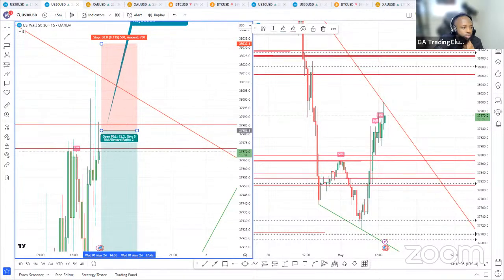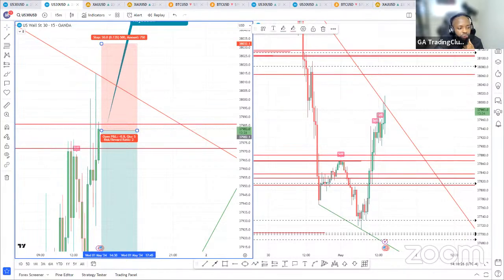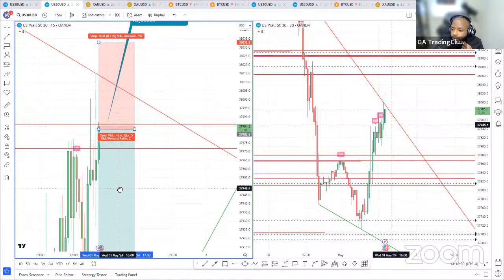Okay, so I'm in that entry for US 30. So my entry is at 37,969. So do remember we still have the 2:30 p.m. news. So definitely use lower risk on this particular one. And we are also in an uptrend. So 37,969 is my entry for this trade.